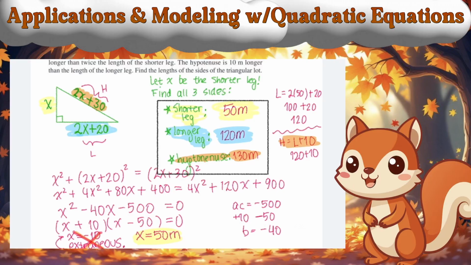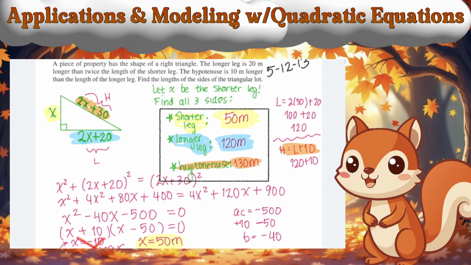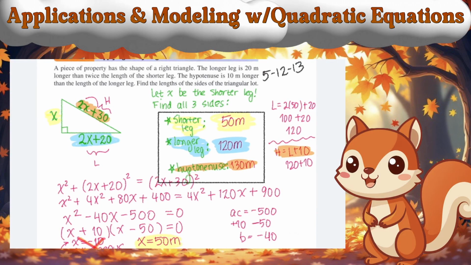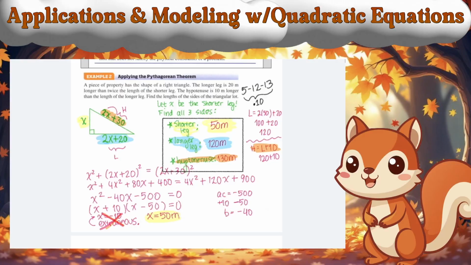So now I mentioned to you guys that there are Pythagorean triples. One of those Pythagorean triples is 5, 12, 13. So this is an example of the 5, 12, 13 Pythagorean triple, but it's all being multiplied by 10, scaled up by a scale factor of 10. So it gave us 50, 120, and 130. So that makes sense for us as well.